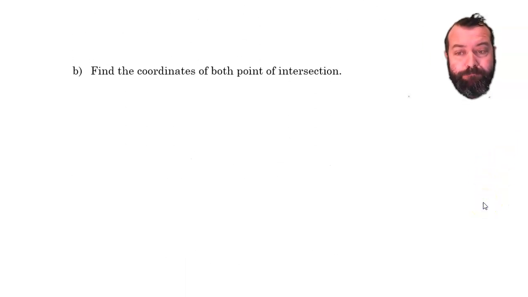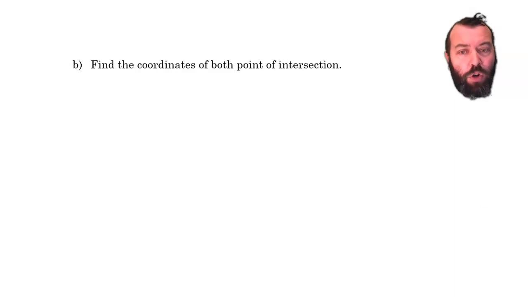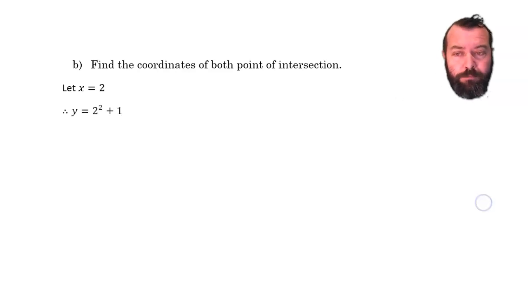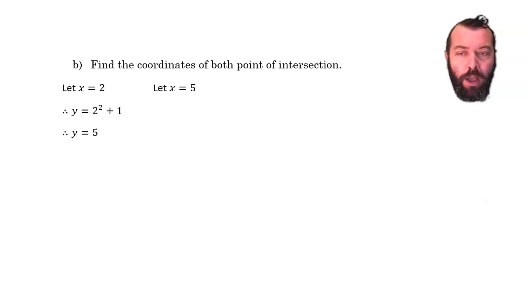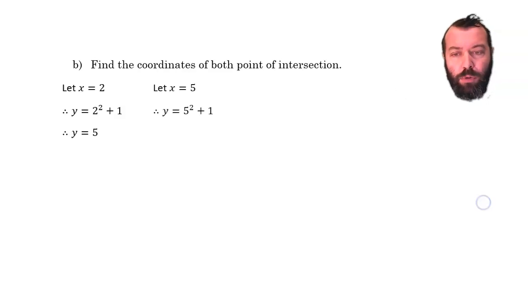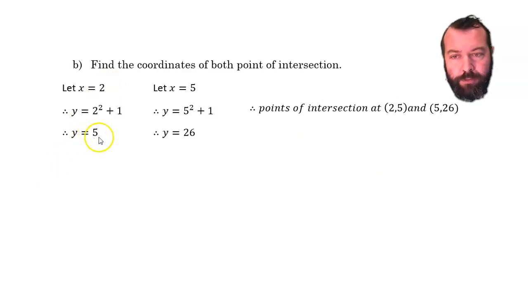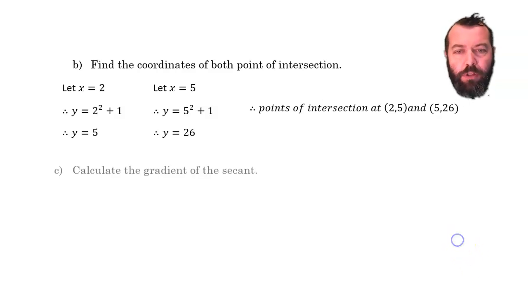Now, find the coordinates of the points of intersection. We do that by substituting x equals 2 into the function. So 2 squared plus 1 is 5. And again with 5: 5 squared plus 1 is 26. That gives me the y values. So the points of intersection are (2, 5) and (5, 26).